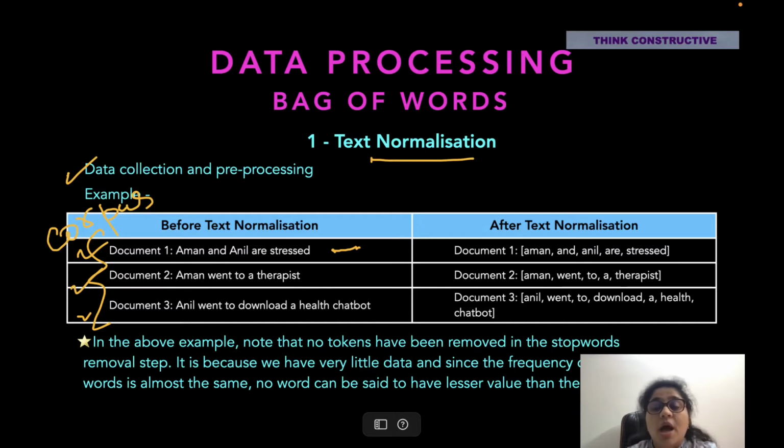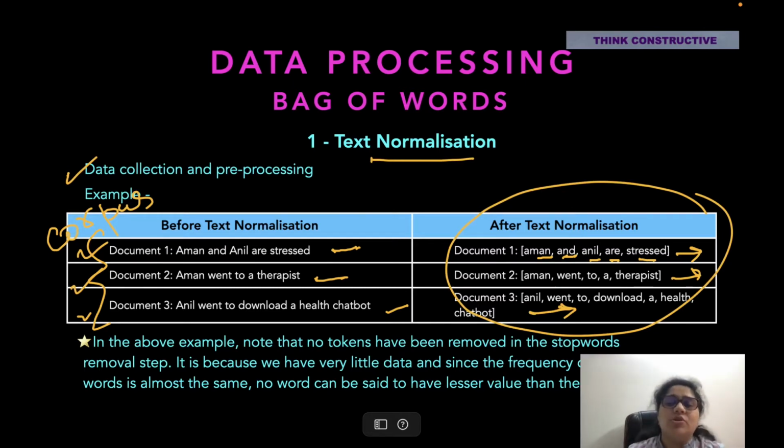And document 1 after text normalization will be converted like this. For document 1, you can see all the words are taken as a separate token in lower case: aman and anil are stressed. Similarly, for document 2, the words are converted to small case and treated as separate tokens. And similarly for document 3, like this. So after normalization, we get this.